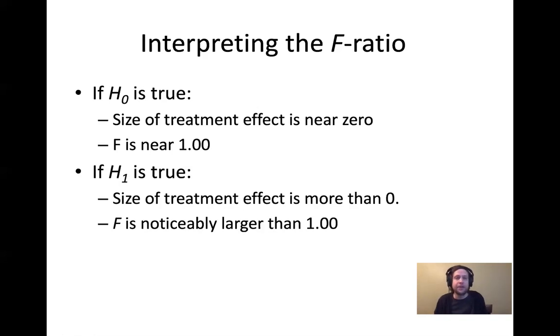When you do the ratio, you divide the numerator by the denominator and you get a number. It's going to be positive. The bigger that number is compared to 1 in particular, the more likely you are to have a significant effect, the more likely you are to reject the null hypothesis.